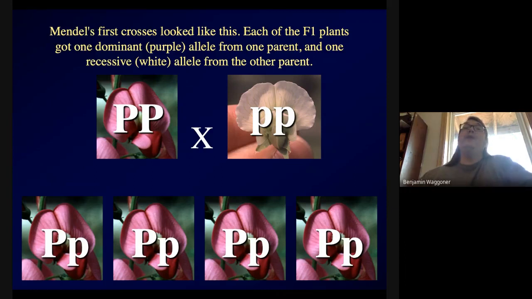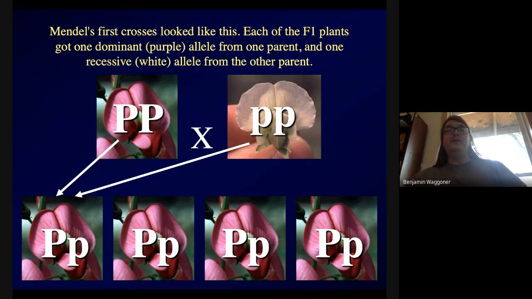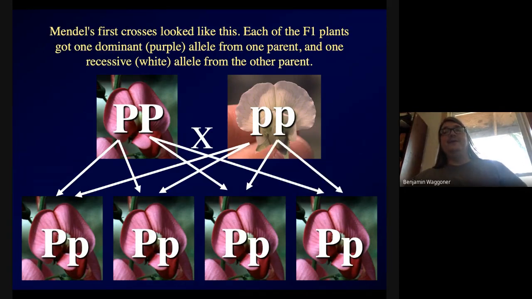So every one of those F1 plants is heterozygous. They got a dominant allele from one parent and a recessive allele from the other. So we can write their combination of alleles as big P, little p. Ooh, it's computer animation. So that one got a big P from one parent and a little p from the other. That one got a big P from one parent and a little p from the other. Okay, you get the idea.